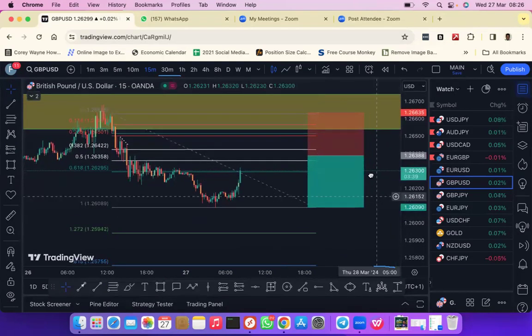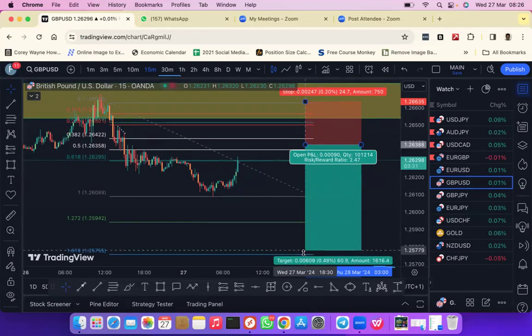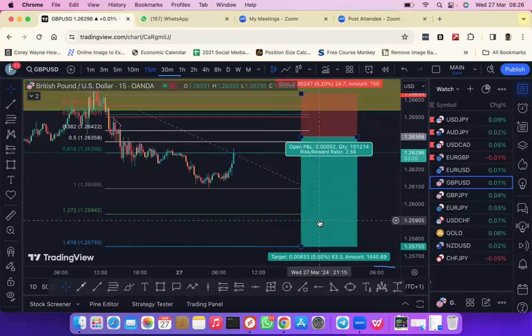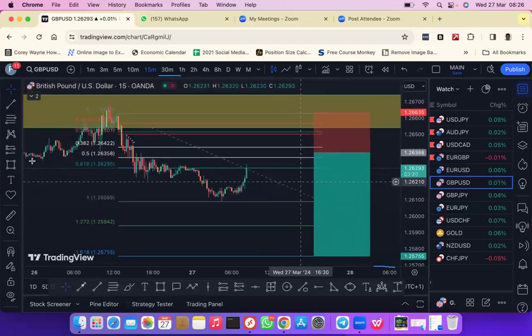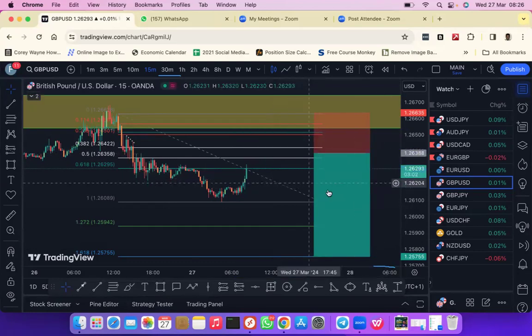And then for second take profit, you can use 1.272, which will give you 44 pips, or you use 1.618, which will give you how many pips? 63 pips. All right. So from where GBPUSD is right now to the said entry, we are about 9 pips out. So that's also similar to what we have on EURUSD.